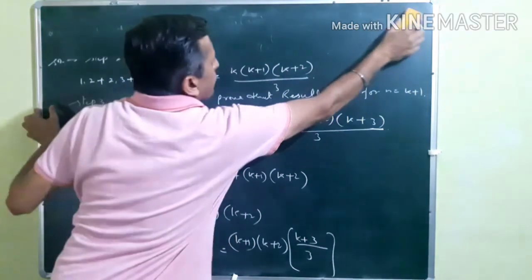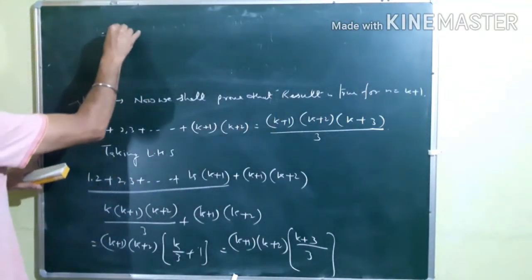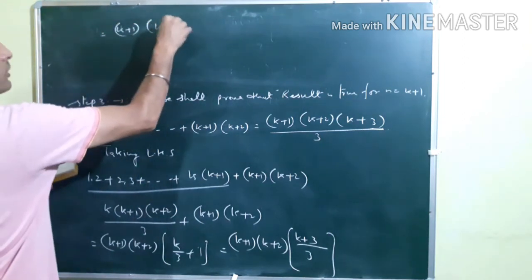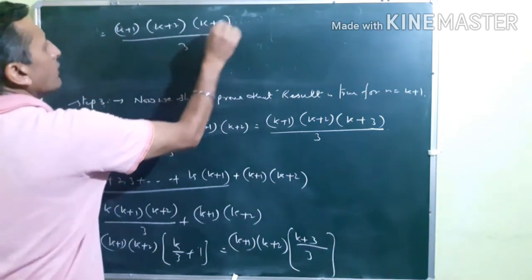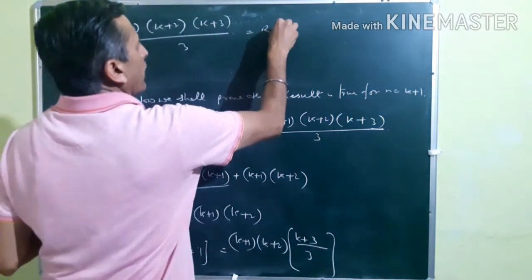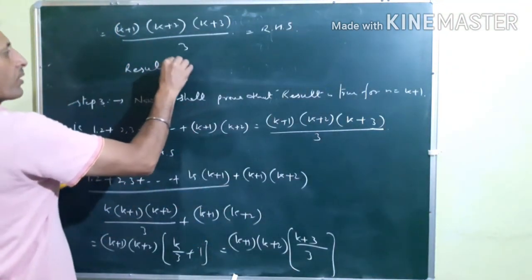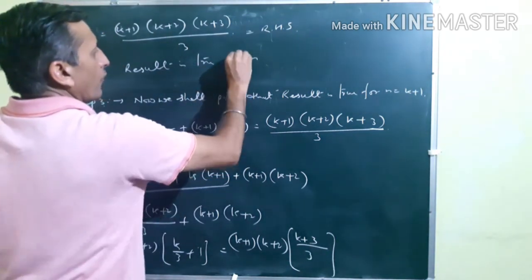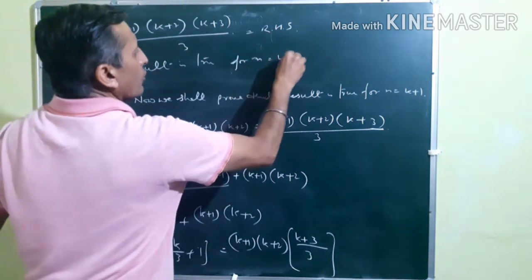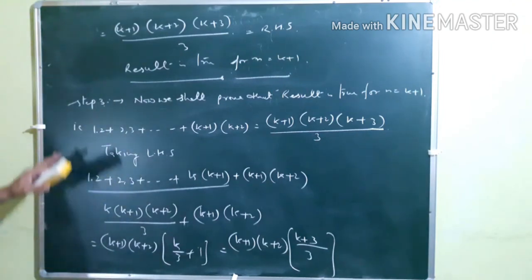So see, it is now equal to k plus 1, this is k plus 2 and this is k plus 3 whole upon 3, and that is equal to the right hand side. So once again you see that the result is true for n is equal to k plus 1. So by induction we are proving that the given result, the right hand side, is true. That's all.